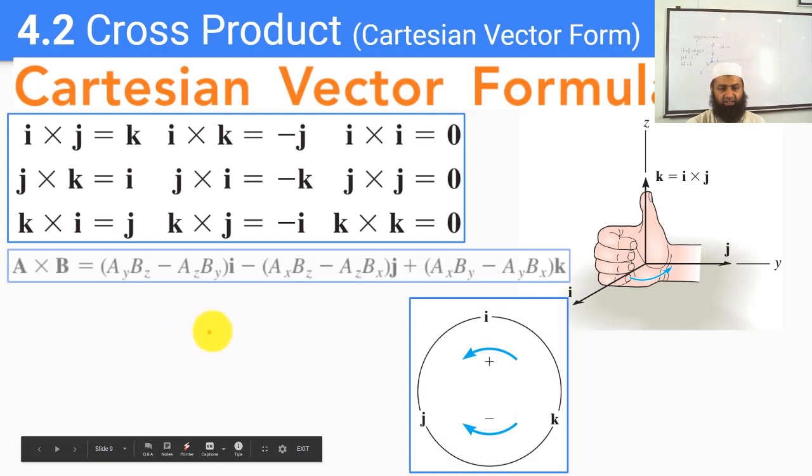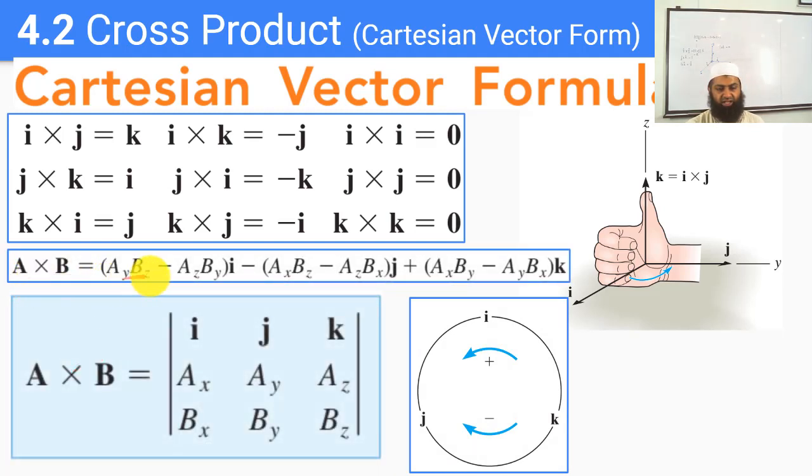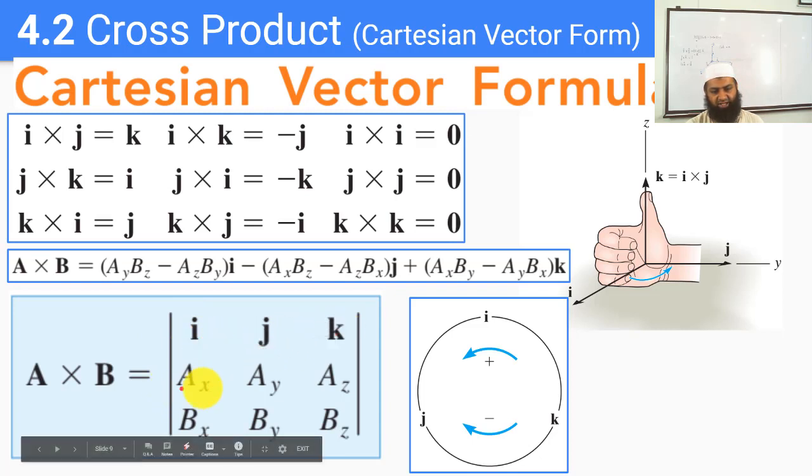So basically, anytime I have two vectors, vector A, which is given by ax i hat plus ay j hat plus az k hat, and similarly vector B, then you can easily derive this result. And this result is very easily summarized using a matrix. Here we write a matrix where i hat, j hat and k hat are on the top, and then we write ax, ay, az, and bx, by, bz. The cross product of these two vectors is just the determinant of this matrix.